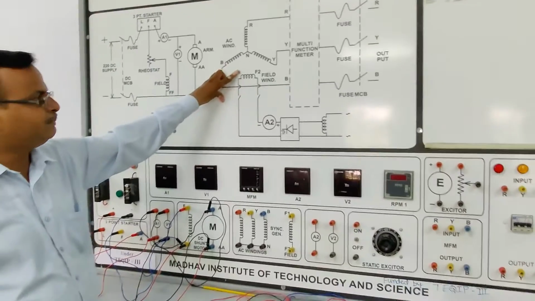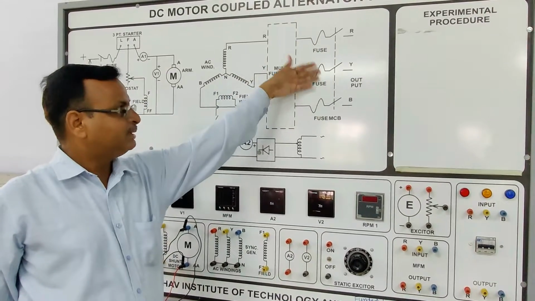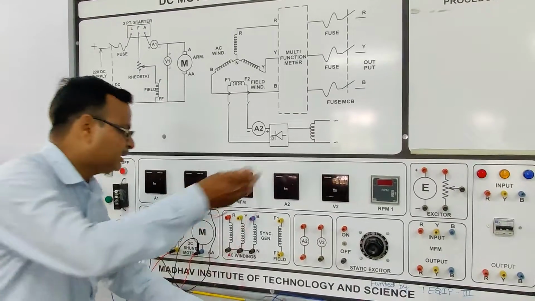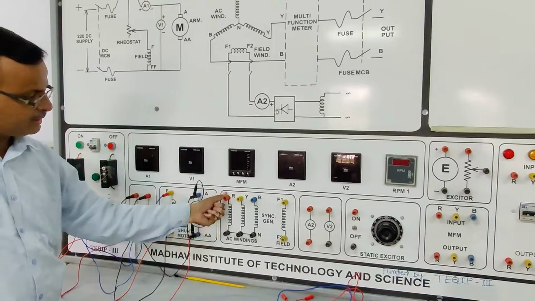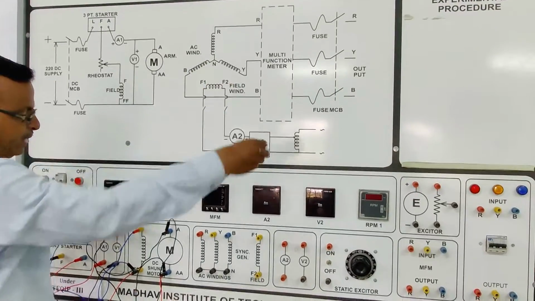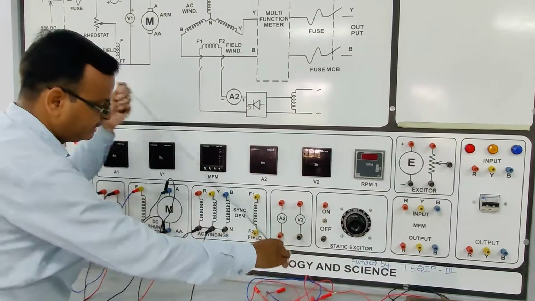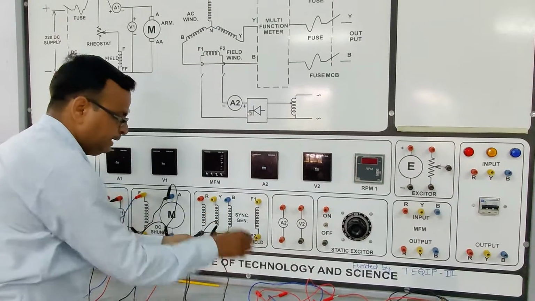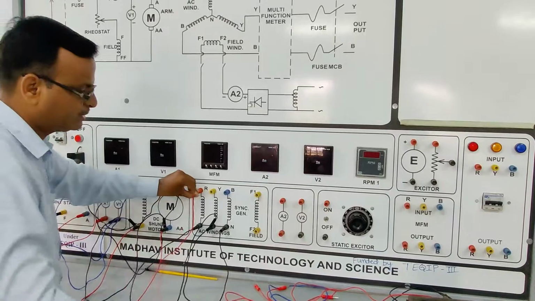The open circuit test means these terminals are open. And how to connect the circuits? These are the terminals for the stator winding of the alternator, and these are star connected. And how to connect the star? We connect the star at a common point. And next, the R, Y, B, 3 terminals of this stator.